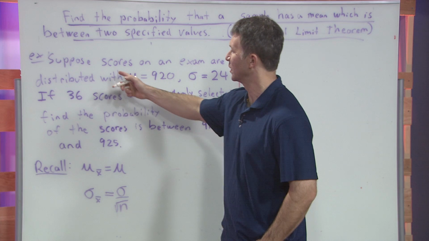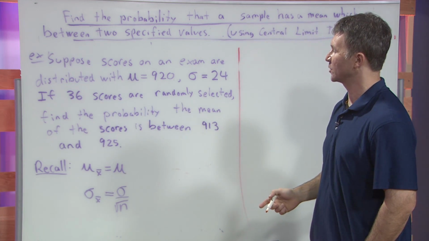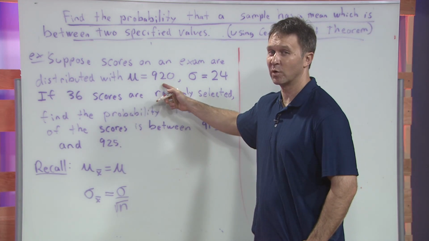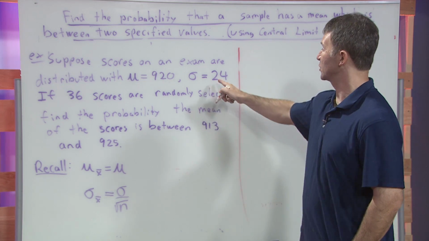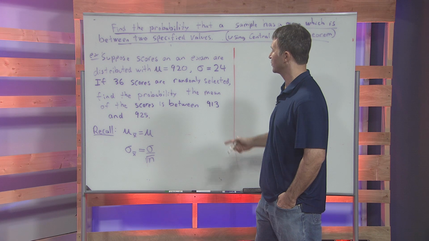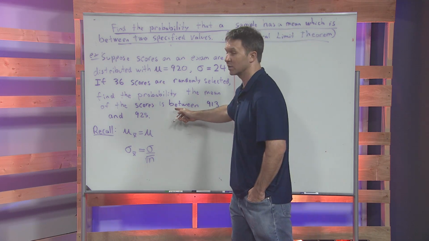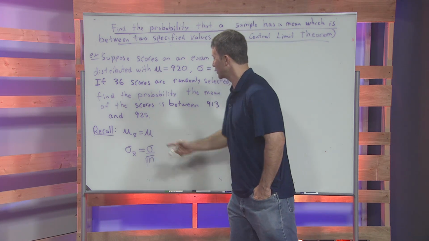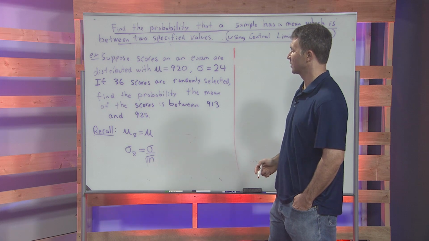Okay, here's the problem. Suppose scores on an exam are distributed with a mean of 920 and a standard deviation of 24. If 36 scores are randomly selected, find the probability that the mean of the scores is between 913 and 925.